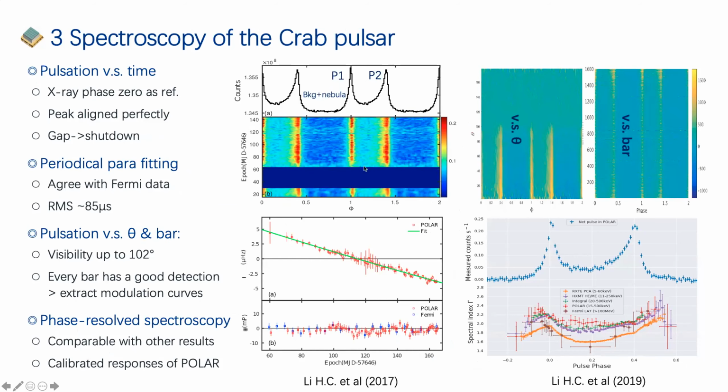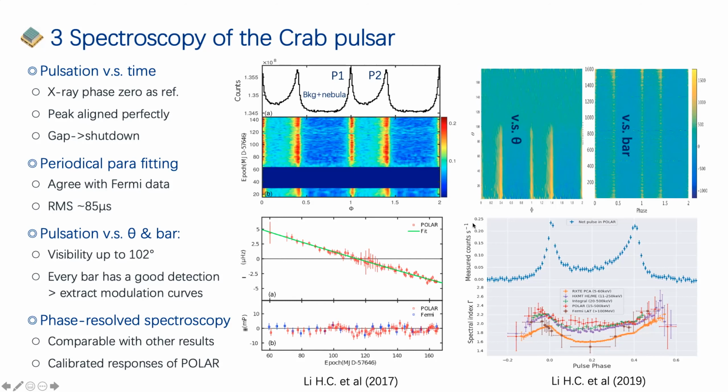So we played a little bit with the measurement of the Crab. The pulsation as a function of time was plotted on the top left. We use X-ray phase 0 as a reference, and you can see these peaks aligned perfectly with time. Then to be sure about our timing model, we used the joint observation data of POLAR and Fermi to search the best periodic parameter. As you can see on the bottom left, the periodic parameters agree with Fermi's. So this shows our timing model is reliable.